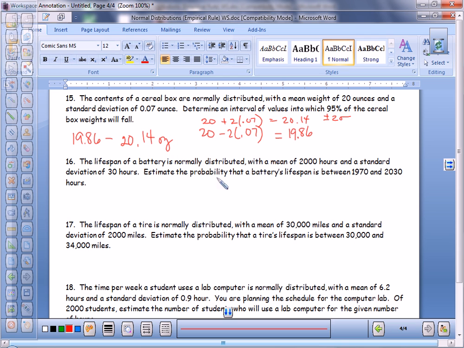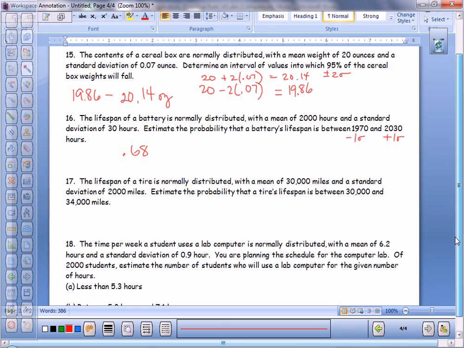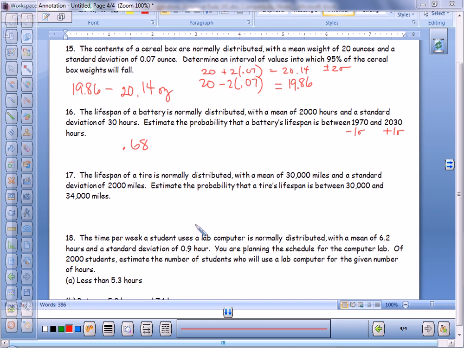The lifespan of a battery is normally distributed with a mean of 2,000 and a standard deviation of 30. Find the probability that it's between 1970 and 2030. That is back 1 standard deviation, up 1 standard deviation. So we're plus or minus 1 standard deviation of the mean. The probability is 0.68. Number 17, we have 30,000 miles as our mean with a standard deviation of 2,000.